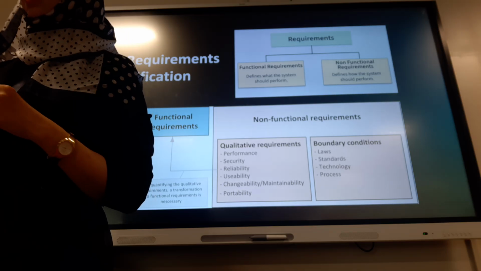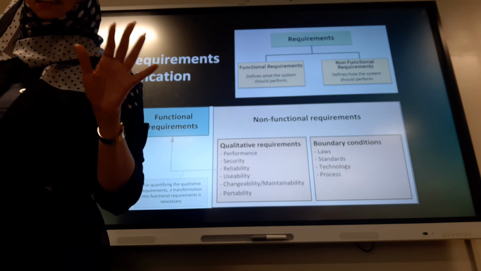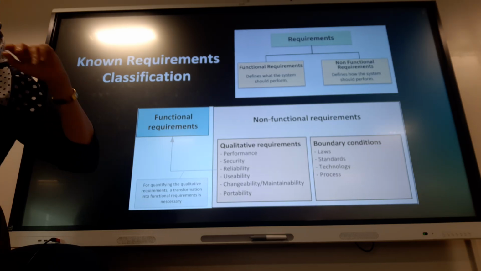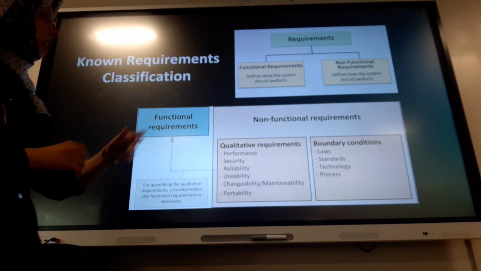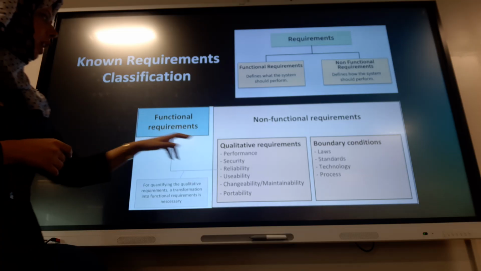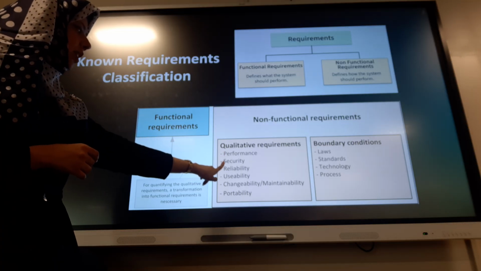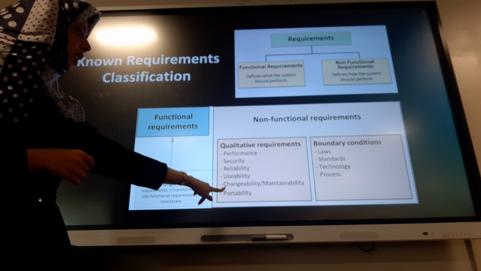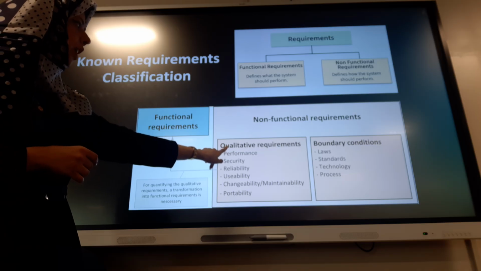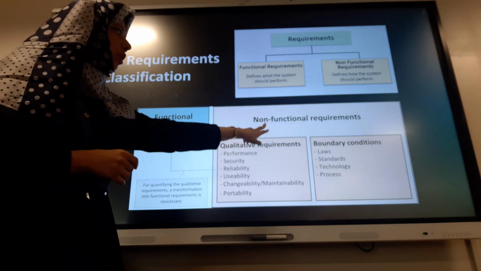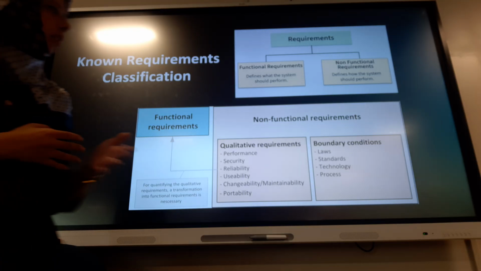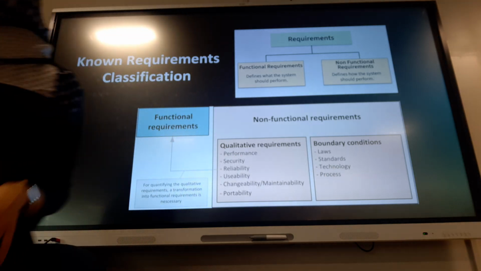Very good, very good. So here comes the beauty of need assessment, okay? Or what we know later as a priority set. We'll talk about this in a few slides. But for now, let's look into that very initial draft of how these requirements could be split. We have performance, security, reliability, usability, changeability, portability. These can all be considered qualitative requirements under non-functional, while boundary conditions would go by law, by standards, by technology trends, by process models.